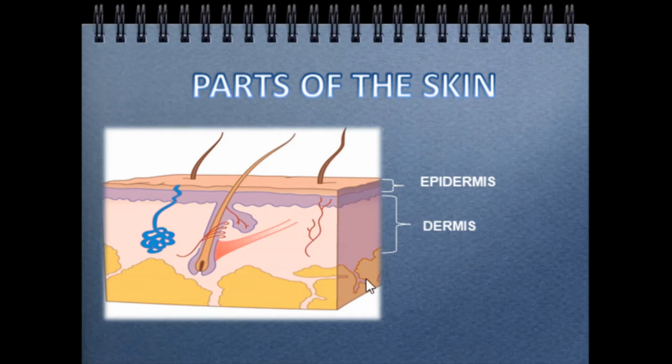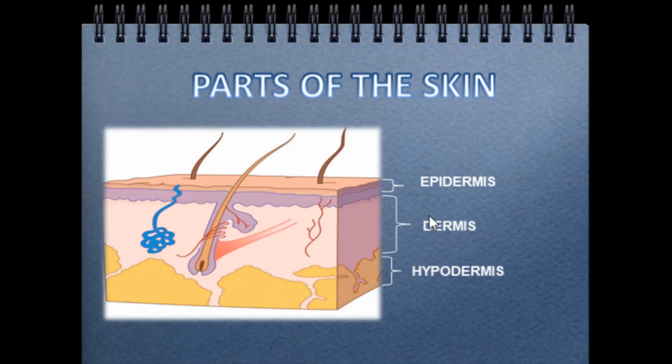And lastly, we have the hypodermis. Hypodermis is the innermost layer of the skin and it stores fat. That's why it is also called the subcutaneous layer.